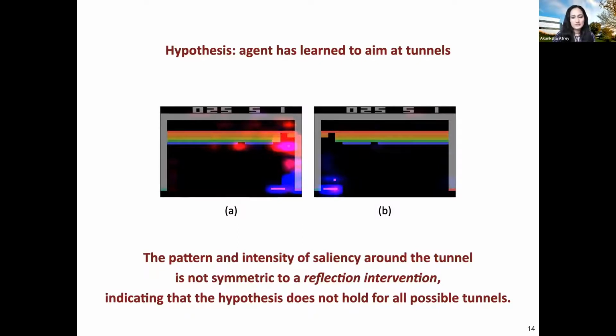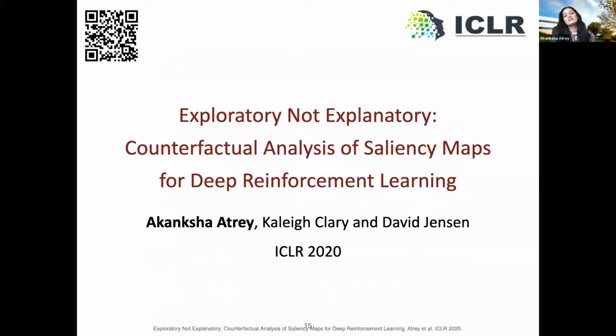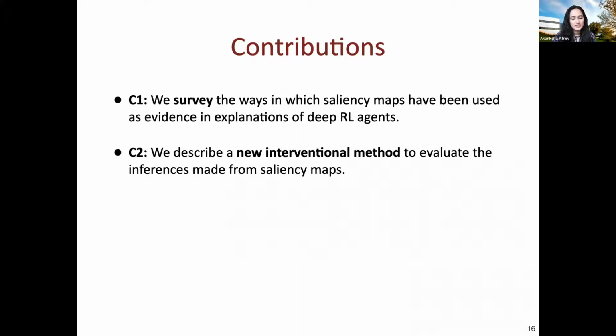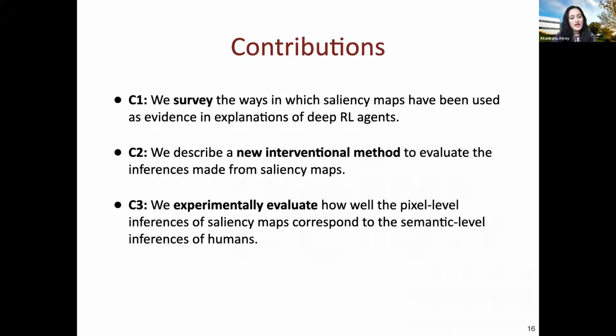So despite their common use to explain agent behavior, again, it's unclear whether they provide useful explanations. So this brings me to our first work, which is Exploratory, not Explanatory: Counterfactual Analysis of Saliency Maps for Deep Reinforcement Learning. And this was presented at ICLR 2020 this year. The contributions are that we provide a survey of how saliency maps have been used as evidence for explanations. We describe a new interventional method to evaluate those hypotheses, and we experimentally evaluate how well saliency maps provide inferences in deep RL.